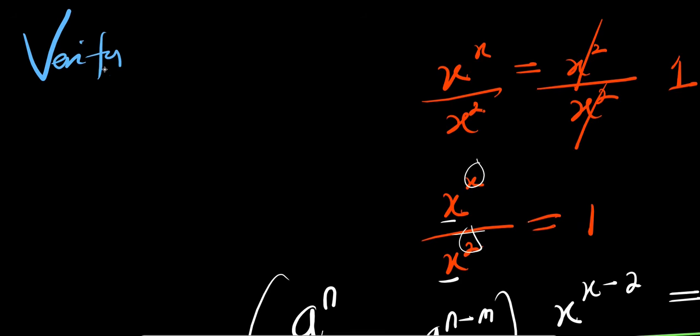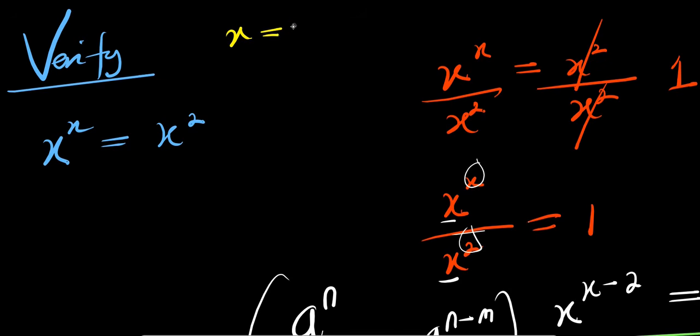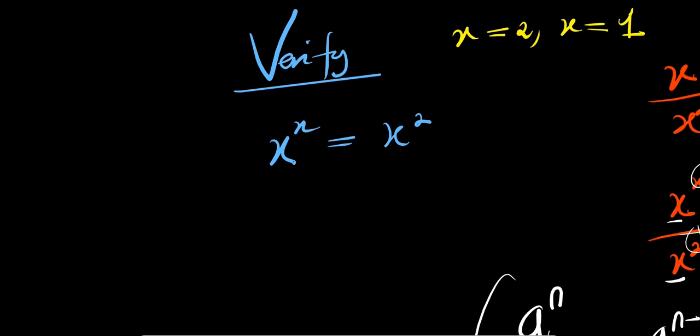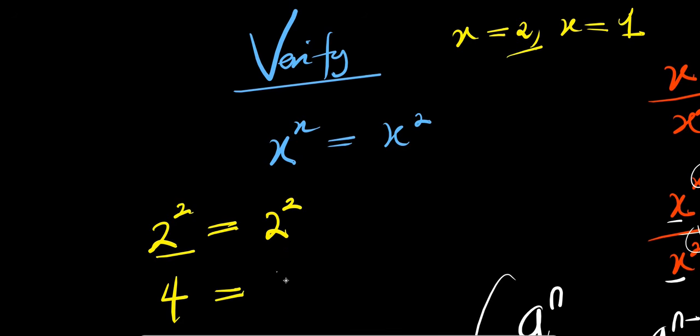Now it's time to verify our solutions. We have x power x equals x power 2. So let's write out the two values for x, or the two solutions. We have x equals 2 and x equals 1. Now, if x equals 2, I'll have 2 power 2 equals 2 power 2. And 2 to the power of 2 here is 4, equals 2 to the power of 2 here, which is 4.